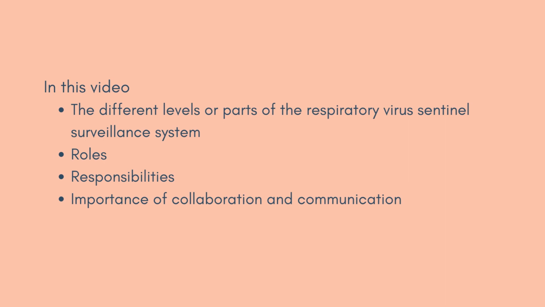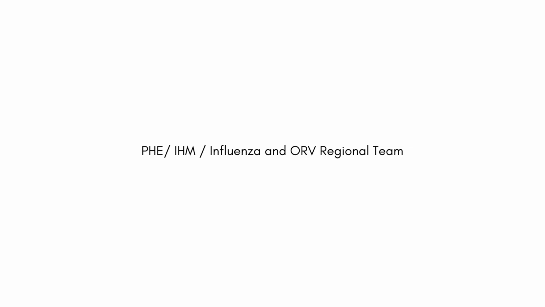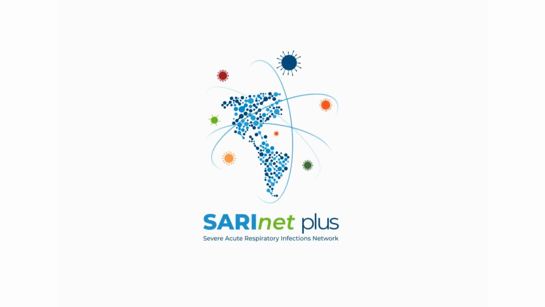In this video, we have reviewed the different levels of the surveillance system for Sentinel respiratory virus surveillance. We've looked at the roles of the different parts of the system. We have looked at the responsibilities of the different parts of the system. We have also looked at the importance of collaboration and the importance of communication among the different parts of the system.